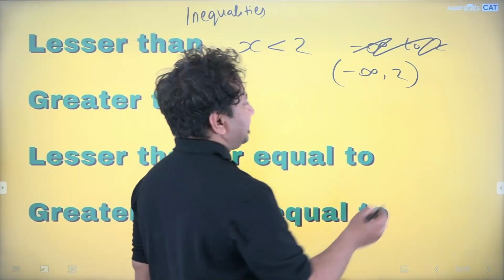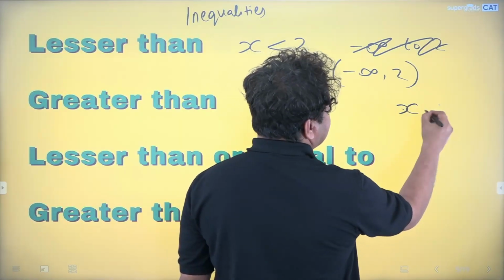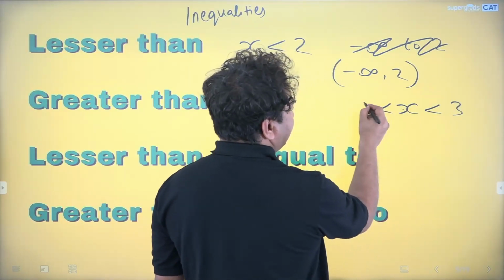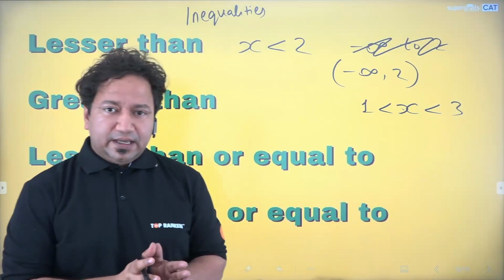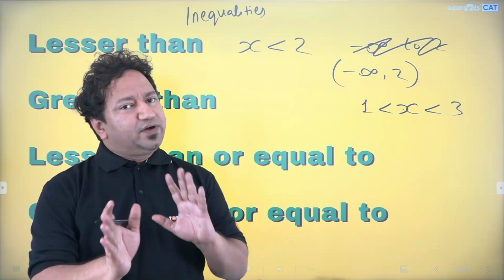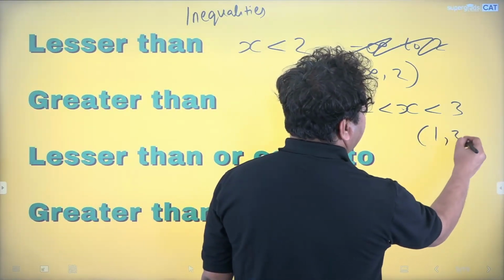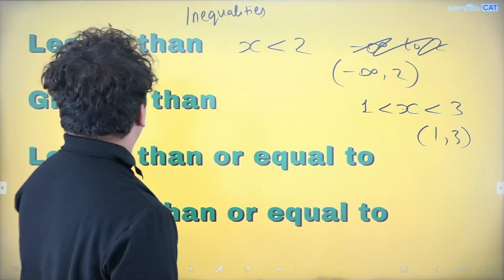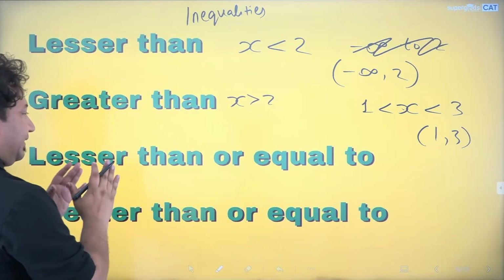I'll give you one more example. So if I say x is less than 3 and greater than 1, what does that mean? That x can be anything more than 1 and anything less than 3, but not 1 and 3. So in terms of interval, we can write it as (1, 3). Great. Now greater than, so x is greater than 2. The same way, lesser than or equal to.